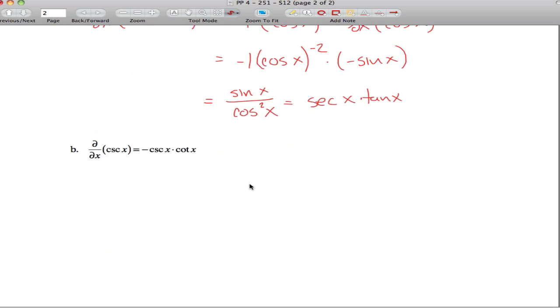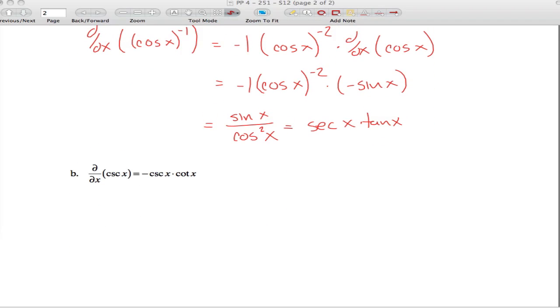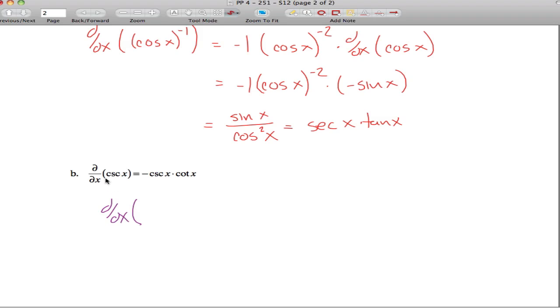All right, let's do it again. So this one we're asked to find the derivative, or show that the derivative of cosecant is this guy, but again using the chain rule. The way we'll use the chain rule is we'll say cosecant is the same as sine of x raised up to the negative 1 power.